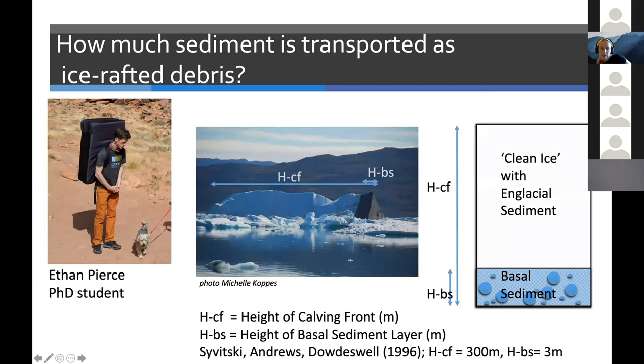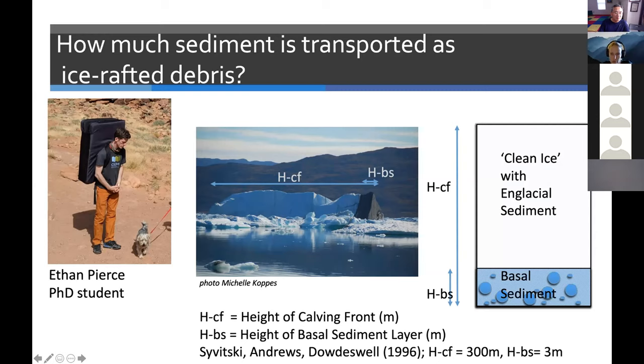So Ethan and I look at how much sediment is transported as ice rafted debris. This was a gap in the budget that I showed you, because anything that I was talking about was derived from glacial meltwater and transported with glacial meltwater. None of the sediment that is entrained in the glacier and then calves off into the fjords was captured in that budget. So that's really a component of the budget that's still an open estimate as well.